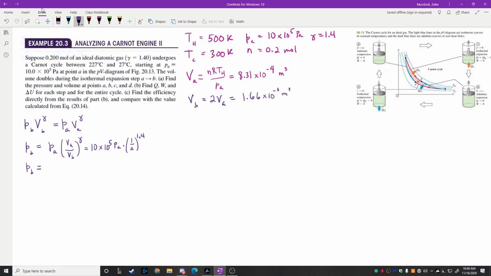So 10 E5 times 0.5 to the 1.4. There we go. 378,929. Let's just write it like this: 3.79 times 10 to the 5th pascals. Pressure went down because the volume went down, right? No, other way around. Pressure went down because the volume went up. I'm going to let somebody else calculate that, make sure they get the same thing. Anyone else get the same thing?